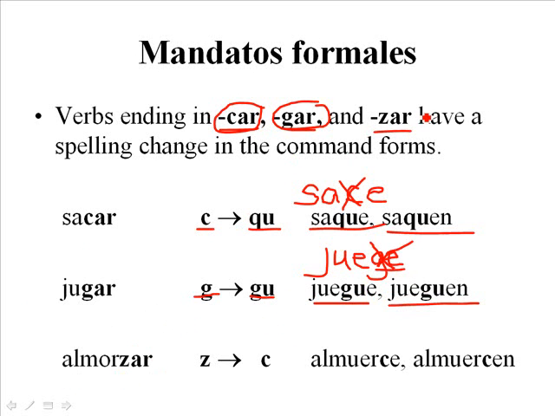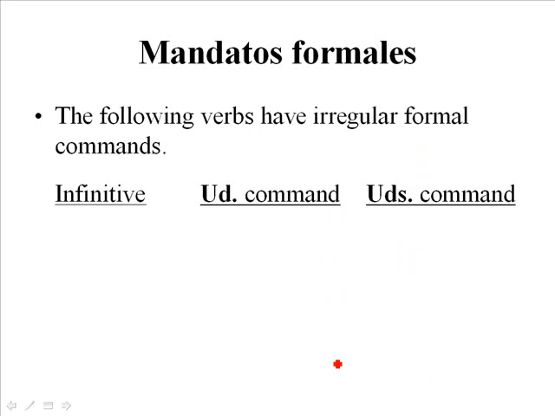Almorzar. Anything that ends in zar, in this case, is going to have a change from Z to C. Almorzar, we're going to get rid of that Z and change it to almuerce, almuercen. Again, for sound reasons. Now there are very few irregular formal commands, but here they are. We need to memorize them like any irregular verb.